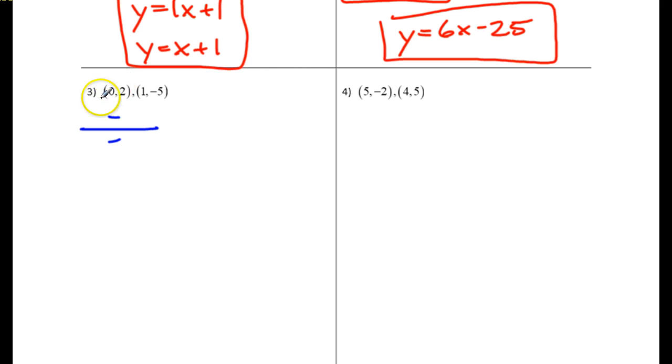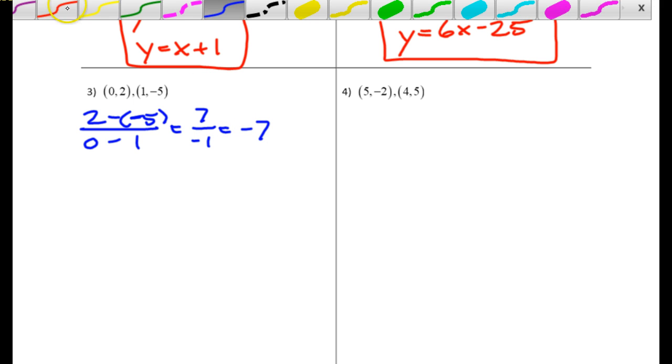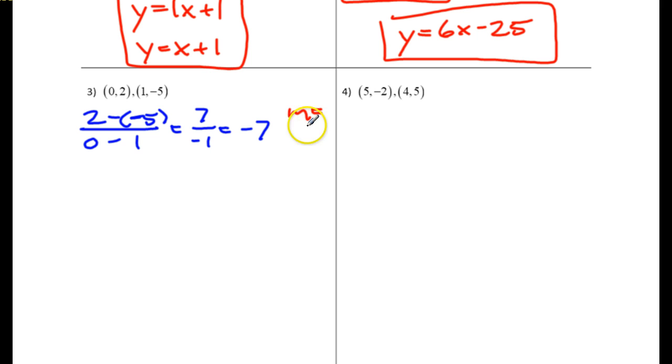I'm going to use this point first, so y minus y. 2 minus negative 5. X minus x. 0 minus 1. 2 minus negative 5 using your calculator, that'll give me 7. 0 minus 1 is negative 1. And negative 7. That's my slope. So my m equals negative 7.